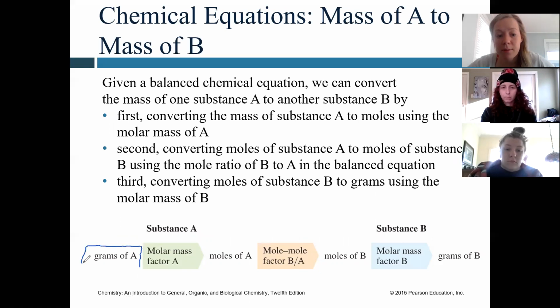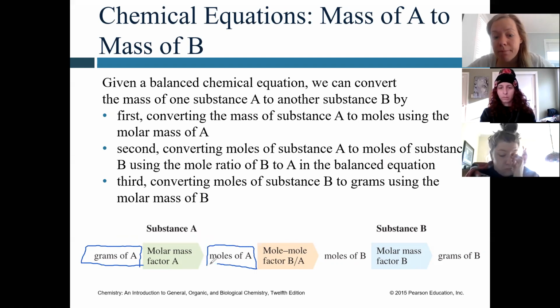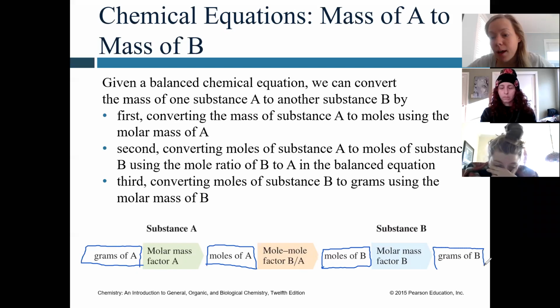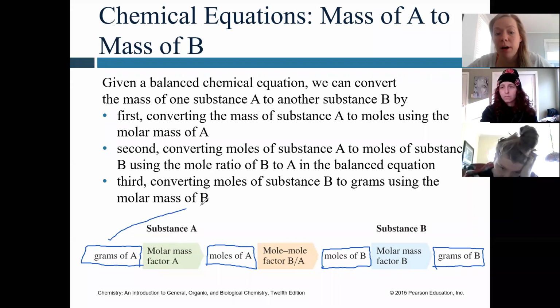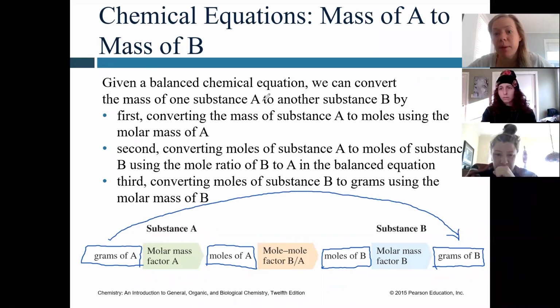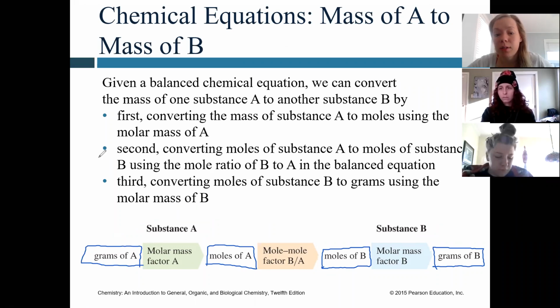So grams of compound A, whatever that is, generic compound A, you will convert it into moles of compound A. And then you'll convert it into moles of compound B. And then you'll convert it into grams of compound B. So if I give you compound A in grams and I want compound B in grams, you have to do 3 hops. There is no way to go directly from grams of A into grams of B. So don't try. You've got to go step by step.